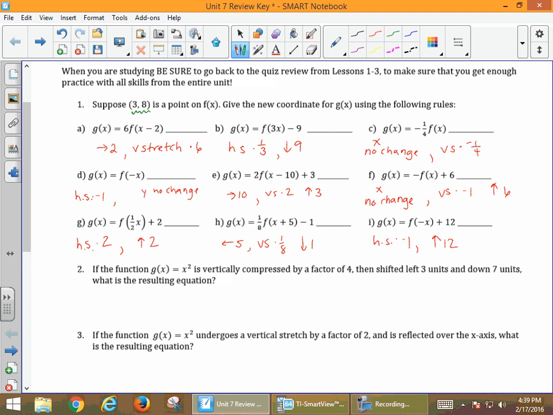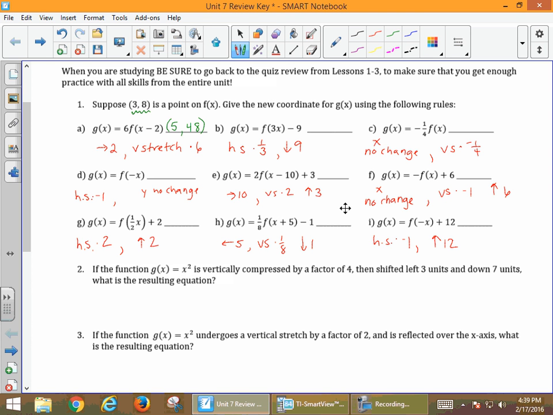In part A, it says go to the right 2, or add 2 to the x value. So 3 plus 2 is 5. And then the 8, it says I'm going to vertically stretch it by a factor of 6. So I'm going to multiply that 8 by 6 and get 48. So my new point is (5, 48).